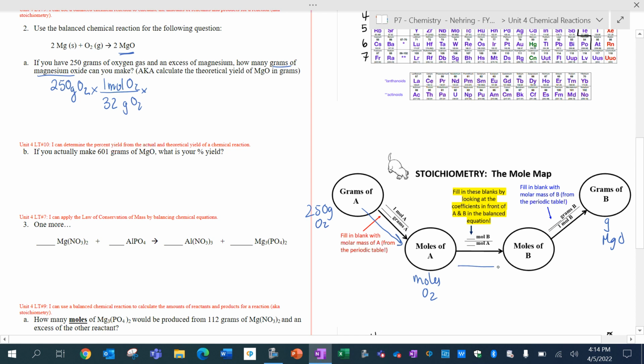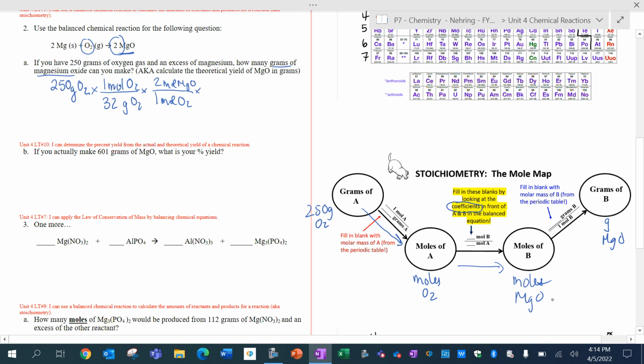My next step is I'm going to use my mole ratio we were just talking about. Remember, the coefficients tell us the mole ratio. Then we're going to use that to convert from moles of oxygen into moles of the thing I'm trying to find, which is magnesium oxide. So if I look up at my mole ratio here, in this equation, it looks like for every 1 oxygen, you get 2 magnesium oxides. So for every 1 mole of oxygen, you get 2 moles of magnesium oxide.